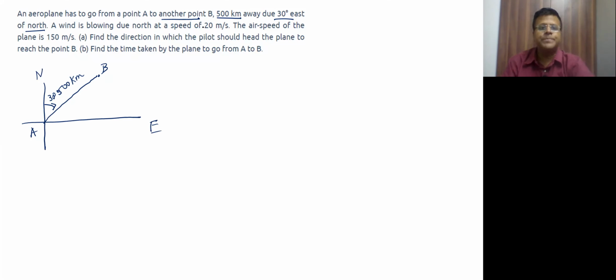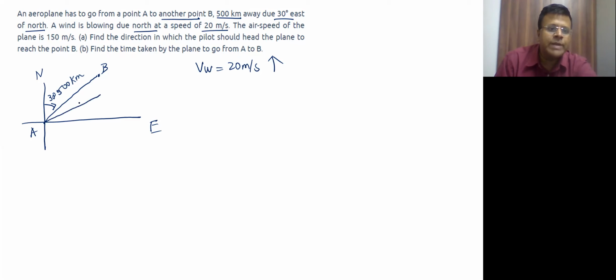Wind is blowing towards the north at a speed of 20 meter per second. So velocity of the wind is towards the northern direction, upward direction like this, 20 meter per second. So that means that if you want to go from A to B, then you cannot go along this line. Because if you go along this line, the wind will push you and you will reach somewhere up this direction. So that is of no use. So we have to travel in this direction so that when the wind will push you, you will reach here.